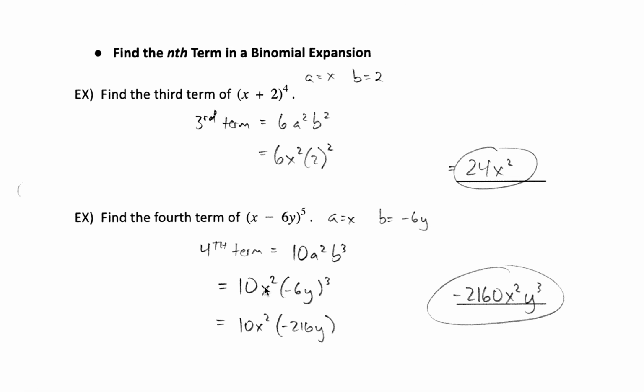So squaring x gives us x squared. Cubing -6y, -6 cubed is -216, and then it should be y cubed there. Another mistake, dang. All right, well, not a mistake in my final answer, just a couple mistakes in my work shown. Apologize for that. That should be y cubed. Putting that together, 10 times negative 216 is negative 2,160x squared y cubed.